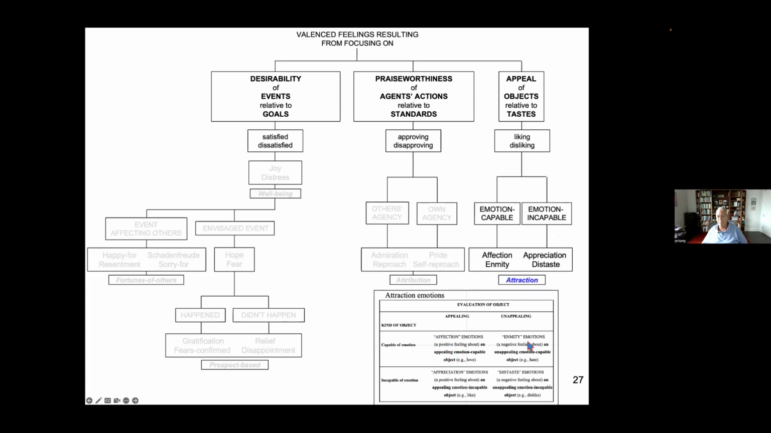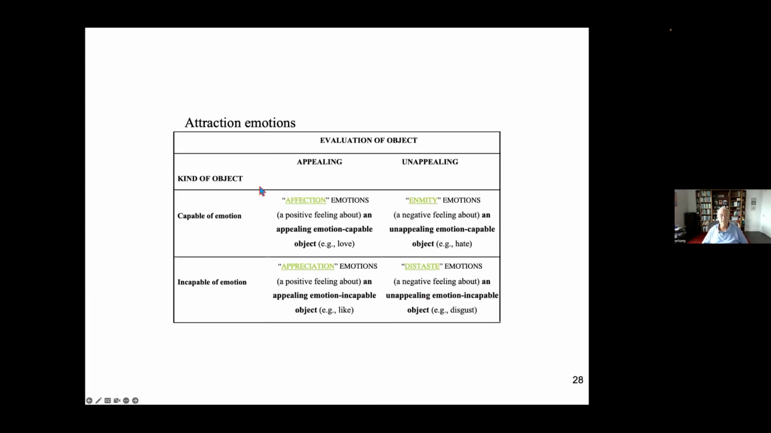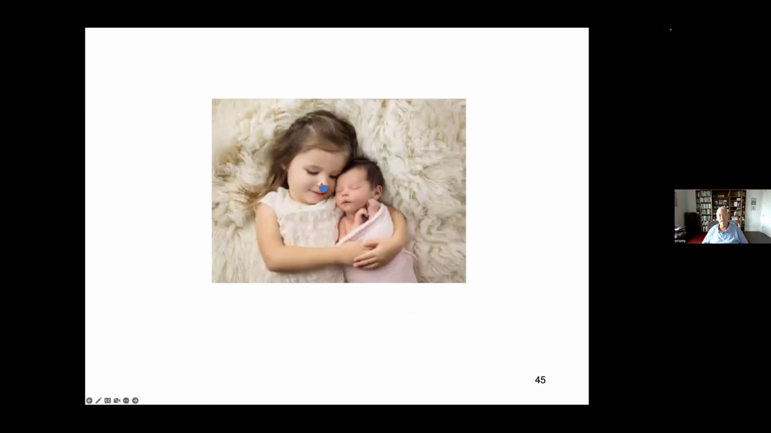Affection emotions, enmity emotions, appreciation and distaste emotions. I'll show you this a little larger. Here I'll just show you images which may help you see this immediately. So if you find something that you believe to be capable of emotions appealing, we call these a positive feeling about an appealing, emotion-capable object. And there you think that this little girl is showing some love for a new sibling.